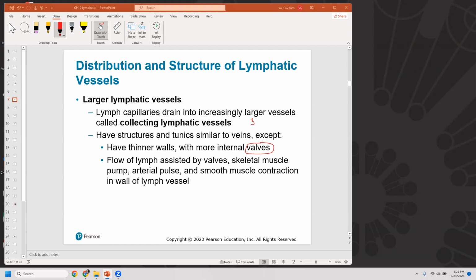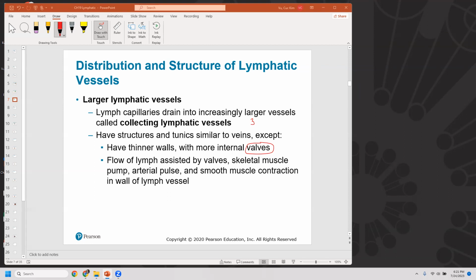Your heart contracting and pushes blood through the heart and then through your circulatory system. Okay, so it's the pressure, right? So it's the pressure from the heart contracting, just like you said.